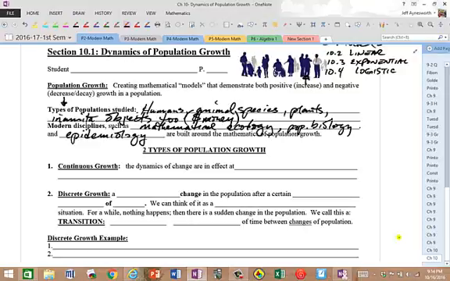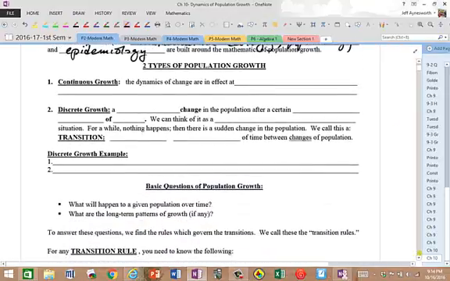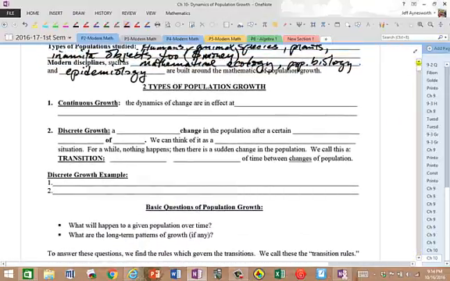Now in the study of population growth, there are two types. We could be studying what's called continuous growth, or we could be studying discrete growth. So it'd probably be good to talk about a little bit of each. Now the dynamics of change are in effect at all times. For continuous growth, we're talking about growth at all times. So let's put this in quotes. If something grows continuously or at all times, we call that continuous growth.